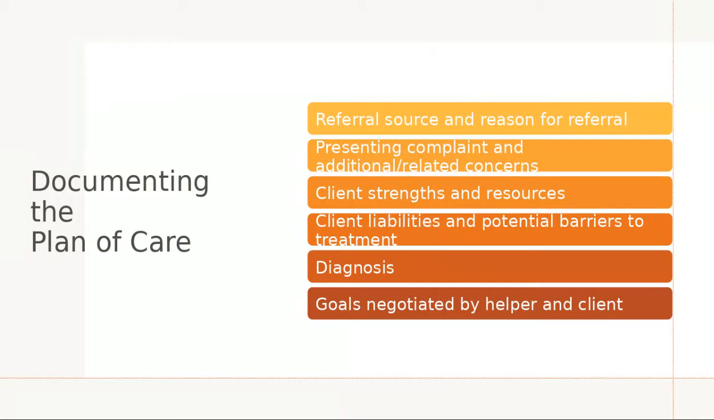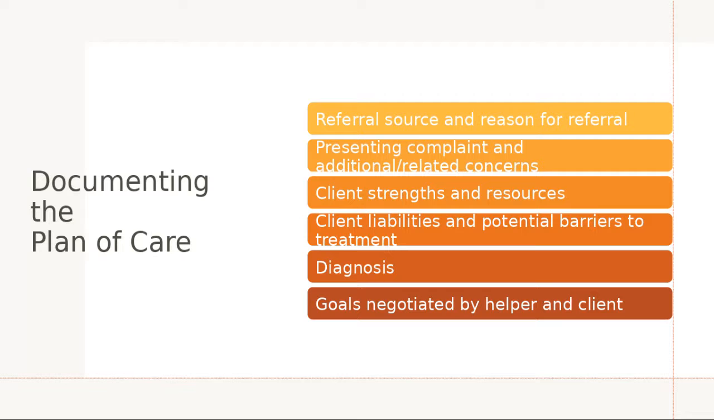So, how do you document your plan of care? What should your treatment plan look like? First, you should identify the referral source and the reason for referral. You'll document your client's presenting complaints and any additional or related concerns that will be the focus of treatment. You'll identify client strengths and resources. What skills, abilities, or support systems might the client have that can help them in the change process?